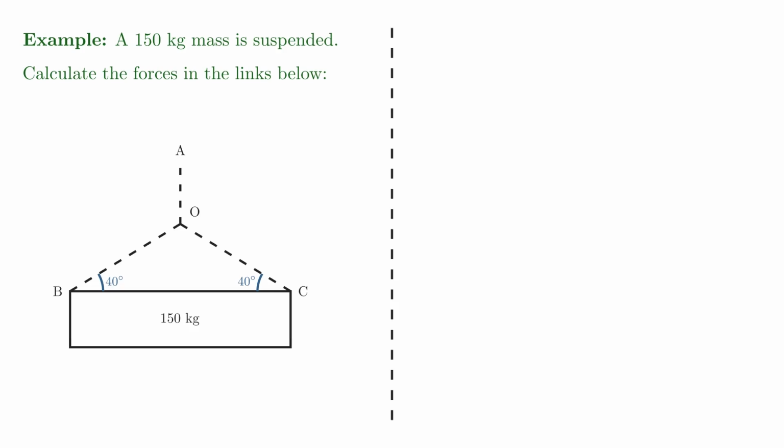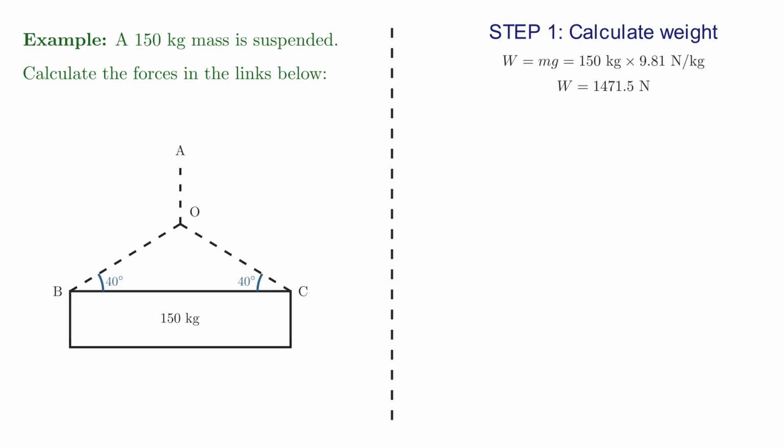So the first step is we need to calculate the weight. At the moment we have the mass, which is 150 kilos. So we need to multiply this by gravity, which is 9.81 newtons per kilogram. So this will give us that W is equal to 150 times 9.81, which is 1,471.5 newtons.